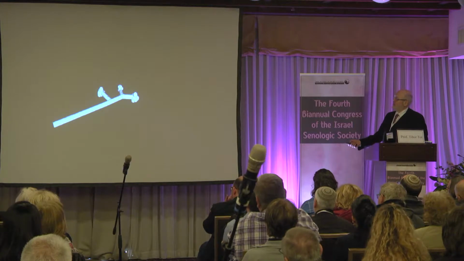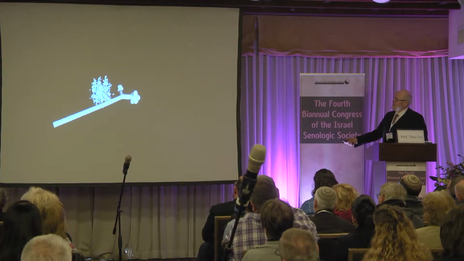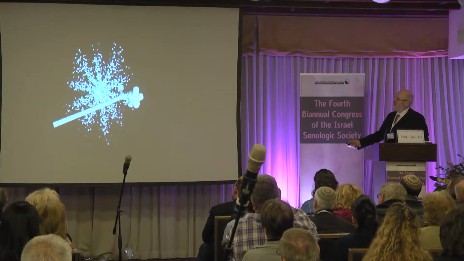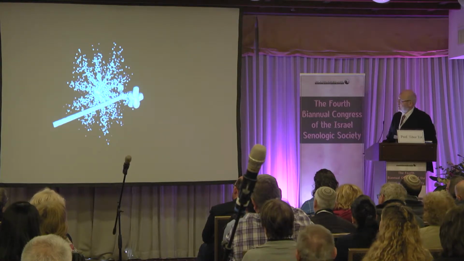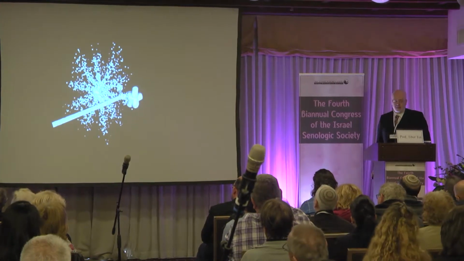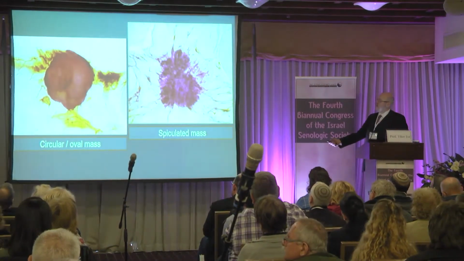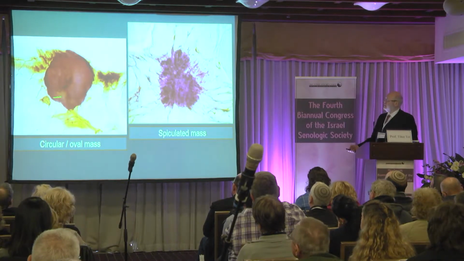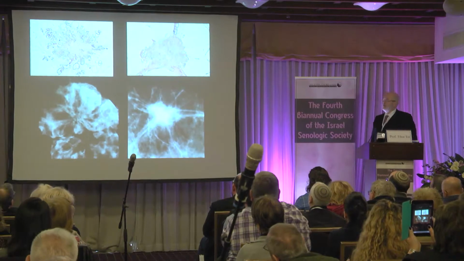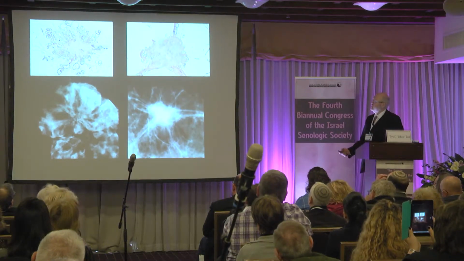In another situation, you will see that in some places the invasion is prevented by desmoplastic reaction of the stroma, and the result will be a stellate mass, a spiculated mass, a star. So one is the circular mass, and this is the spiculated mass. These are the two basic types of invasive carcinoma.